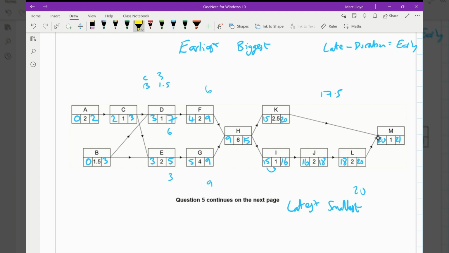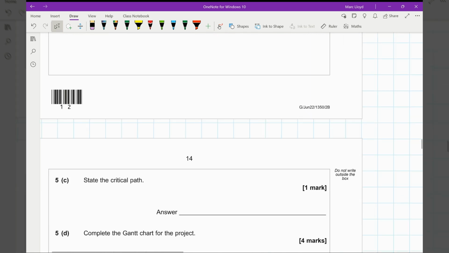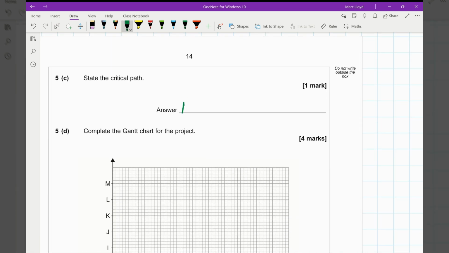And that would be here for M. This one, this one, this one, this one, this one, this one, and then up to C and A. So our critical path will be this route here. Critical means that if there's any delays to it, it's going to delay the whole project. It's like when someone says your job is critical, that's what they're saying. So A, C, E, G, H, I, J, L, and M.